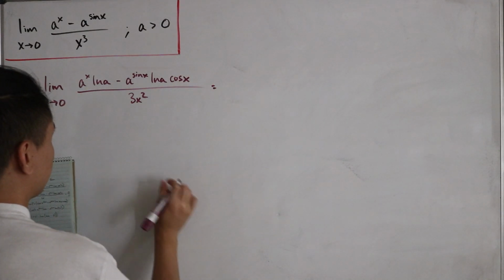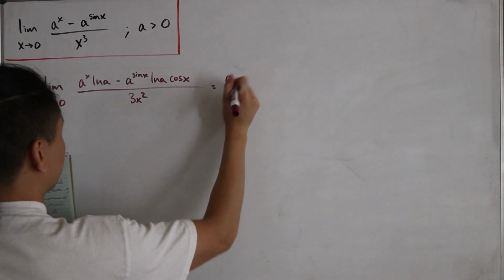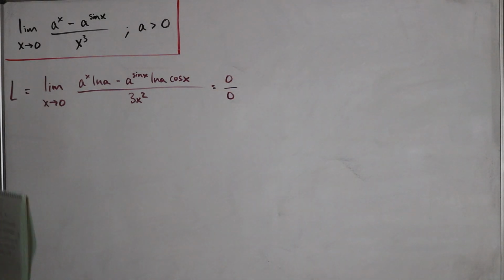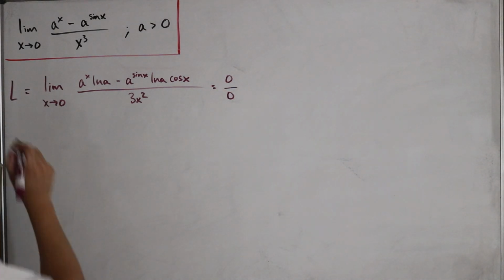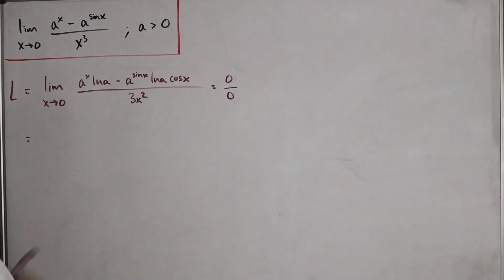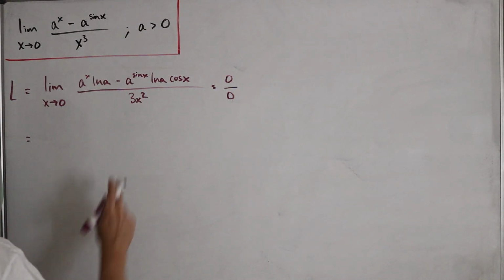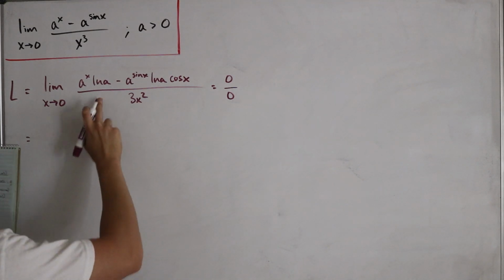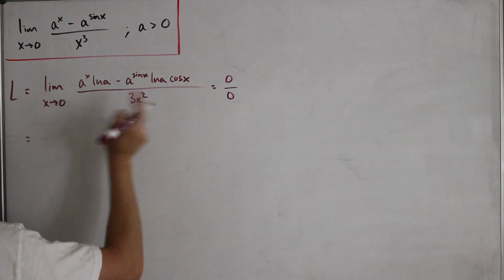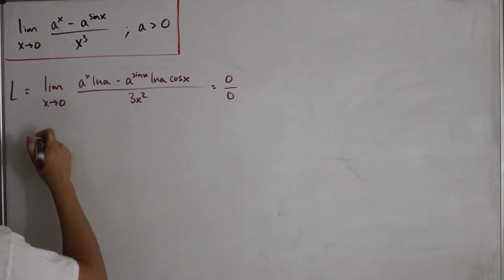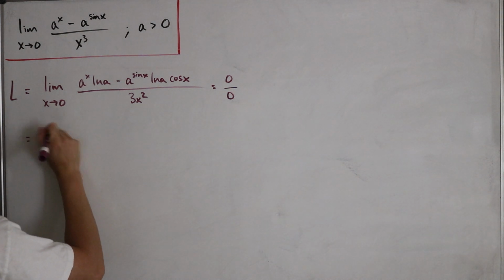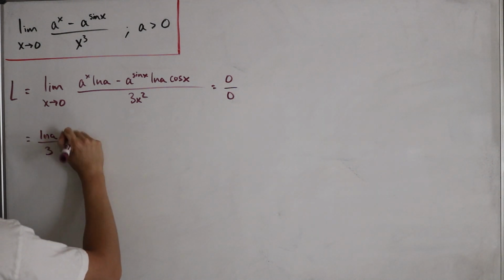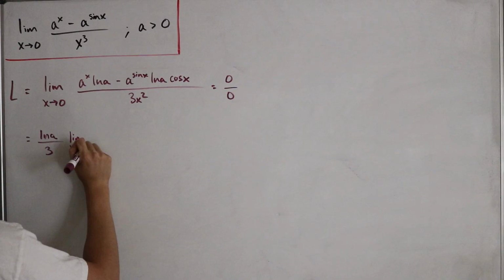Okay, and then if we just plug in the limit x approaches 0, guess what? This is of course a 0 over 0 indeterminate form. So just like that, we have to yet again apply L'Hopital's rule a second time. Don't forget, the 3 can be factored out outside, and you'll also notice that ln of a is a constant, so I can factor that outside of our limit. So ln of a divided by 3, then the limit as x approaches 0.